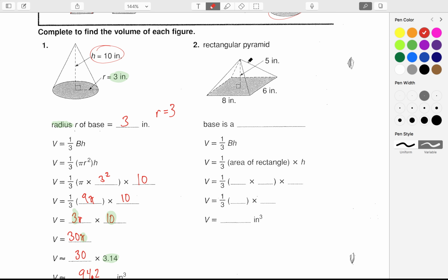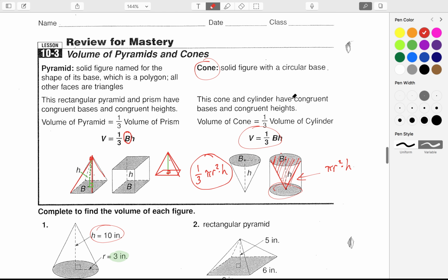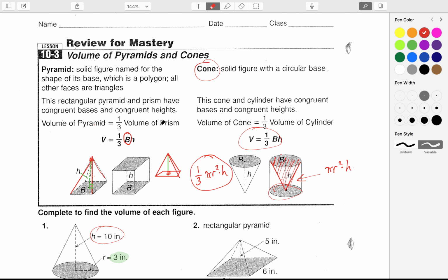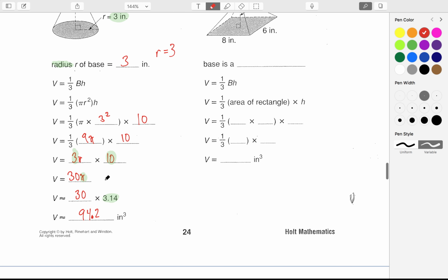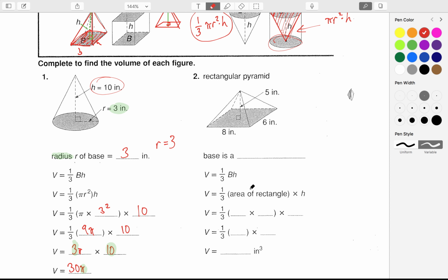Now number 2, rectangular pyramid. So on here, we're on a pyramid. Our notes say that it's going to be a third big B times h. Big B was because we're going to actually do a base times height over here to find the area of everything that's down here. So, area of a rectangle, they even tell you right here, base is a rectangle. It could be a square, but they don't tell you, so we're going to say it's a rectangle. Now, they do tell you by these numbers, they would have to be the same for it to be a square.